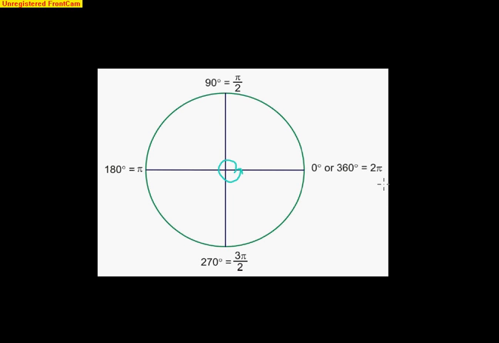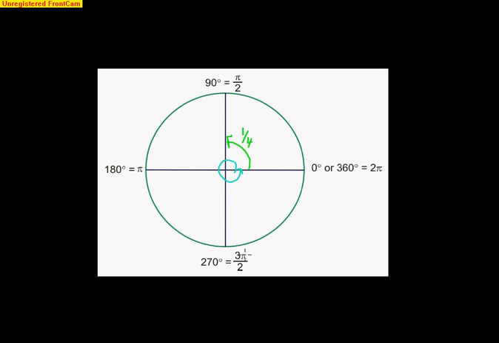So right here, 90 degrees, right? 90 degrees or 1/4 of a circle would be 1/4 of the 2 pi, or pi over 2. 180 degrees is half a circle or half of 2 pi radians. That would be pi radians. And then 270 degrees is 3/4 of a circle or 3 pi over 2 radians.